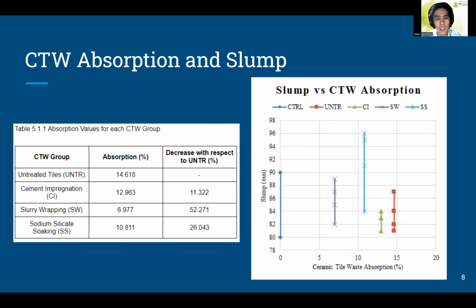Now, this may also be attributed to other factors such as aggregate shape and texture, which actually vary between the treated CTW. SS may have been the most workable due to it being the smoothest of the treated aggregates, where there is less internal friction among components.